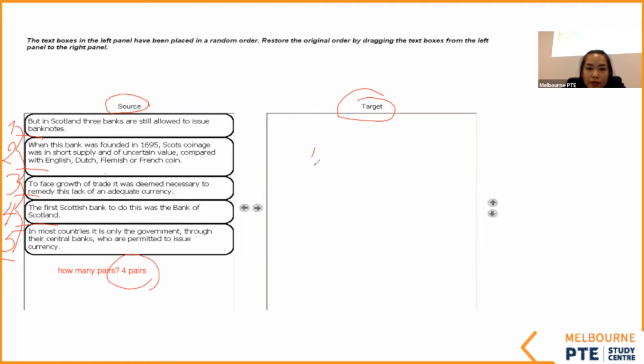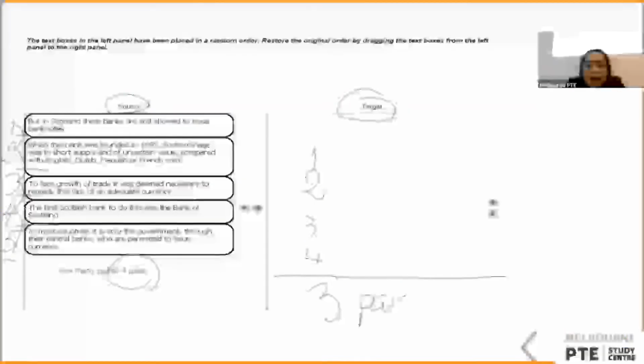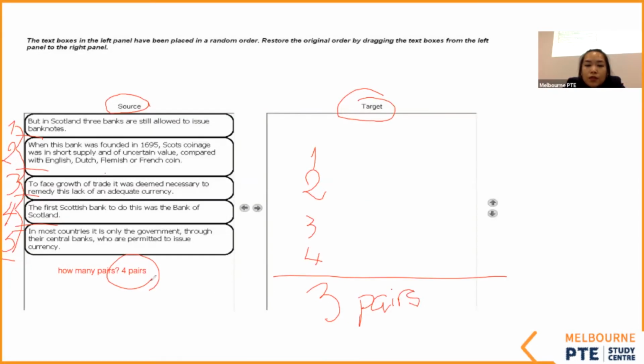What if you have only 4 sentences? How many pairs do you have? 3, correct. That's right. So in the exam, the maximum pairs the computer will give you is 4 pairs, which is 5 sentences, okay? And the minimum is 3 pairs, which is 4 sentences in your exam, okay? Right, that is how it's marked.